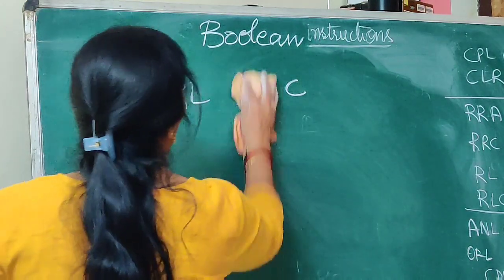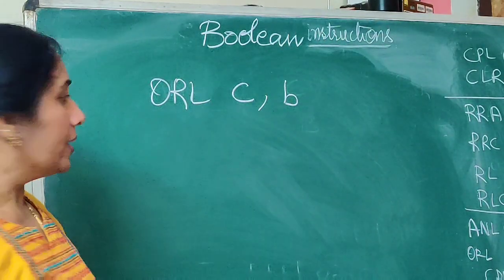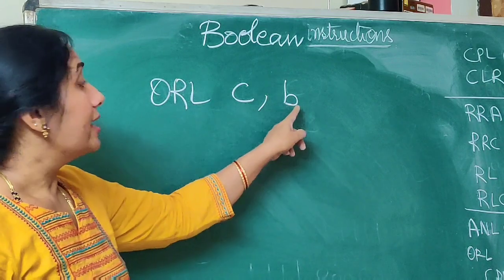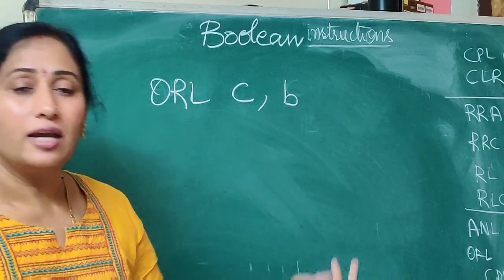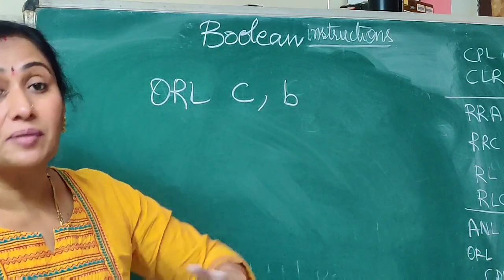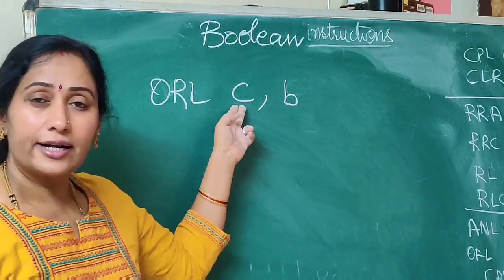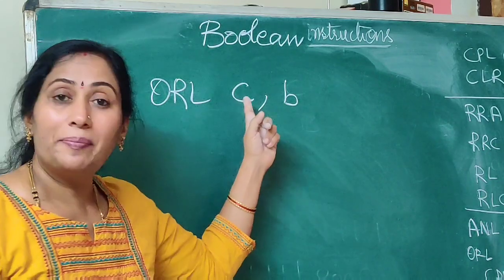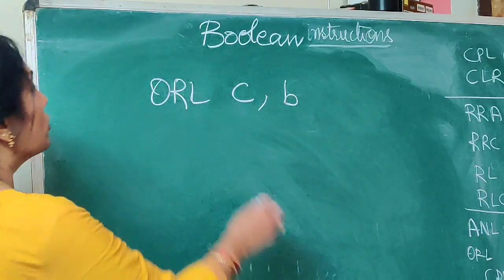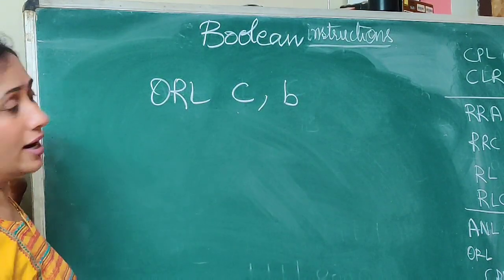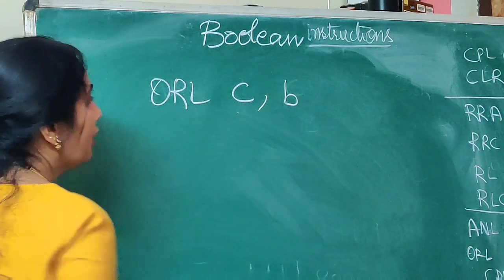Next one. Let me change, that is ORL C, B. What is going to happen over here? The content of the bit address, whichever the bit address may be, it may be any bit addressable SFR, it may be any bit addressable internal RAM area. That particular address content will get ORed with the contents of the carry flag, and the result is going to be placed in the carry flag. So here the carry flag is going to get affected. The addressing mode is direct addressing mode. The length of the instruction is again 2 bytes.